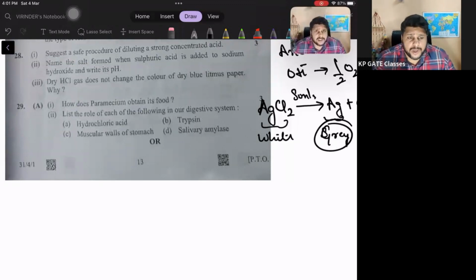Trypsin digests protein. Then muscular walls of the stomach. The muscular walls of the stomach are basically providing physical churning of the food. So here the food is getting broken down. Churning is happening because of the muscular walls.